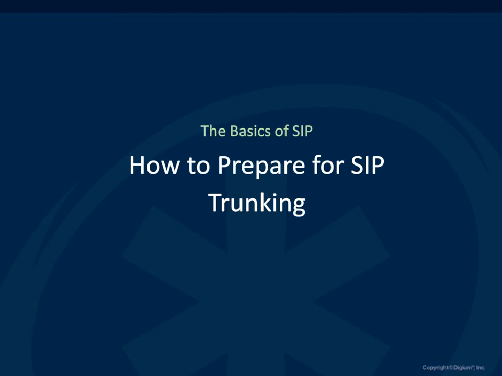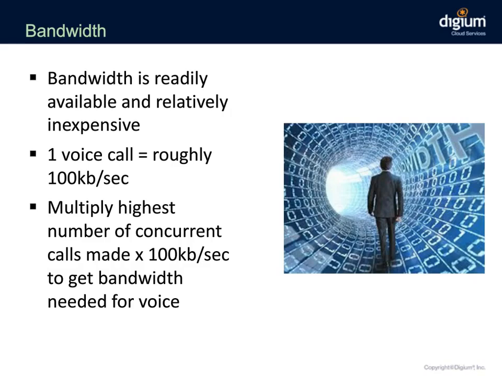Because the last thing you want to do is have dropped calls or bad call quality because you don't have the right infrastructure in place. So let's take a quick look at what that is. The first one is bandwidth. Bandwidth is, for lack of a better term, kind of the lifeblood of SIP trunking.